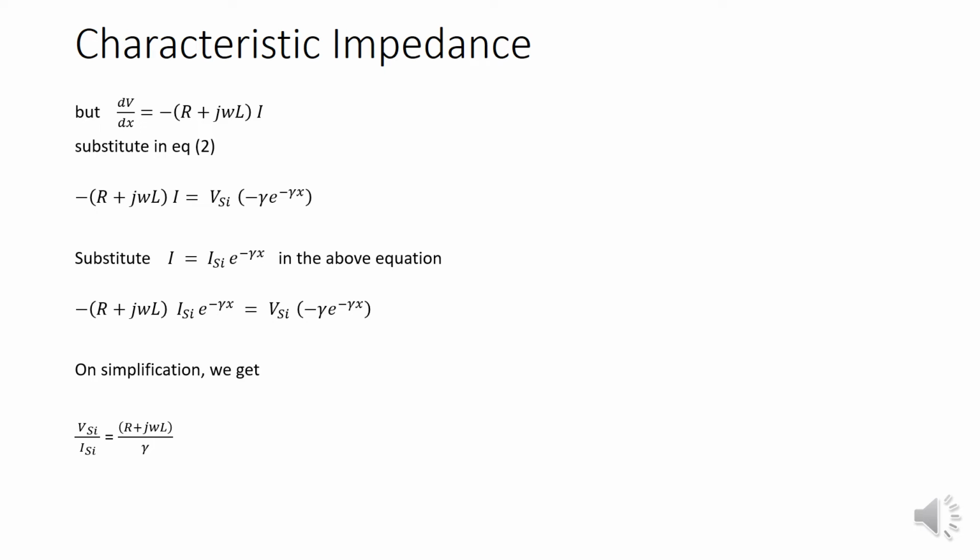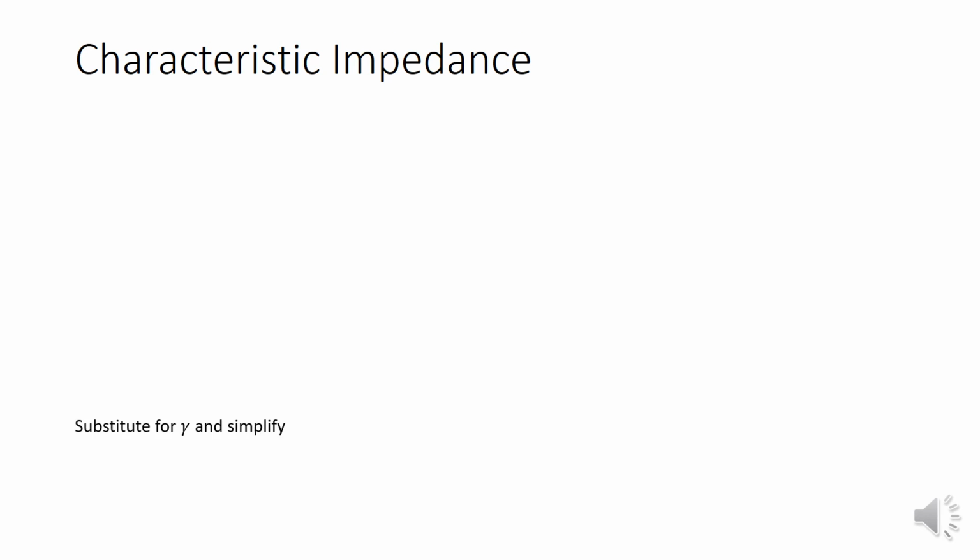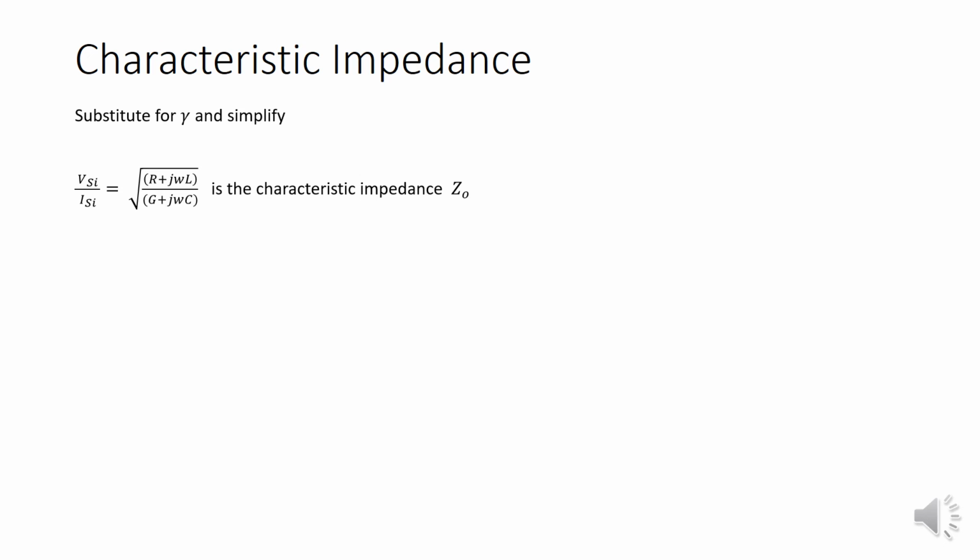We get VSI by ISI is nothing but your (r plus j omega l) divided by gamma, where minus on both the sides will get cancelled. But we already know gamma is nothing but your propagation constant. It is given by square root of z into y, where z is given by r plus j omega l and y is given by g plus j omega c. Substitute for gamma and simplify. What we get, VSI by ISI is equal to square root of (r plus j omega l) divided by (g plus j omega c).